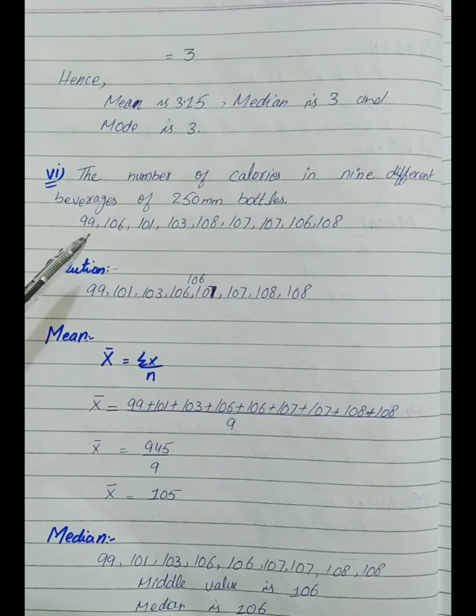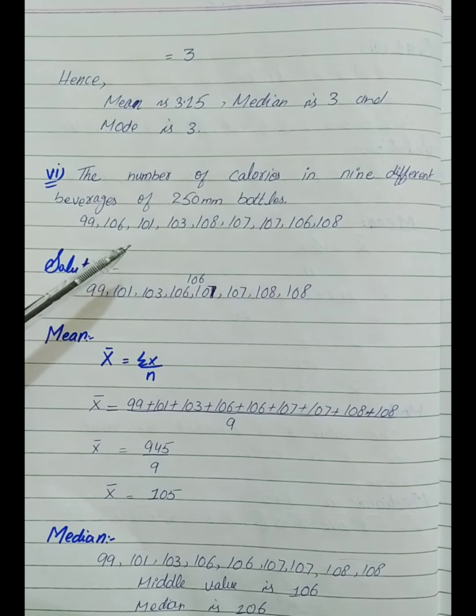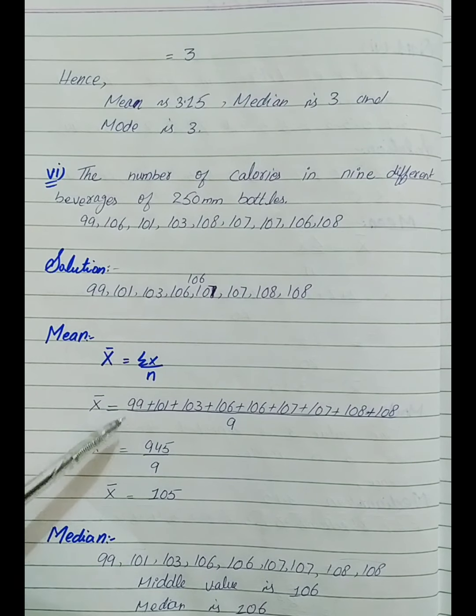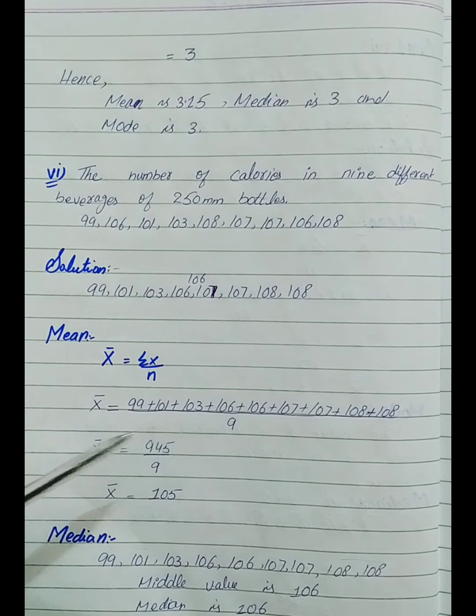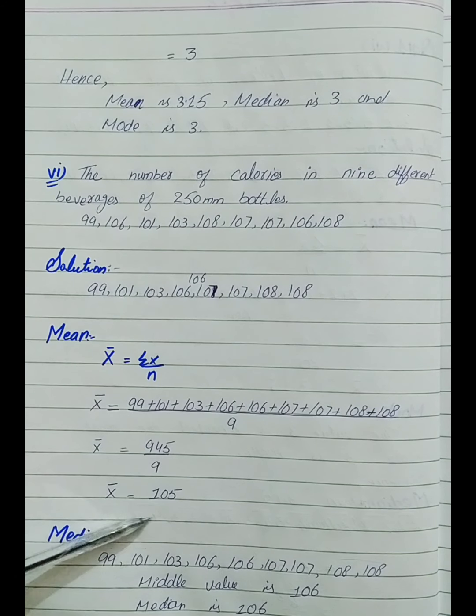The next question, we have values 99, 106, 101, 103, 108 and so on. Firstly, we arrange the values in ascending order. Then according to the formula, we add the values and divide by the number of values, which is 9. We get 105. So the mean is 105.